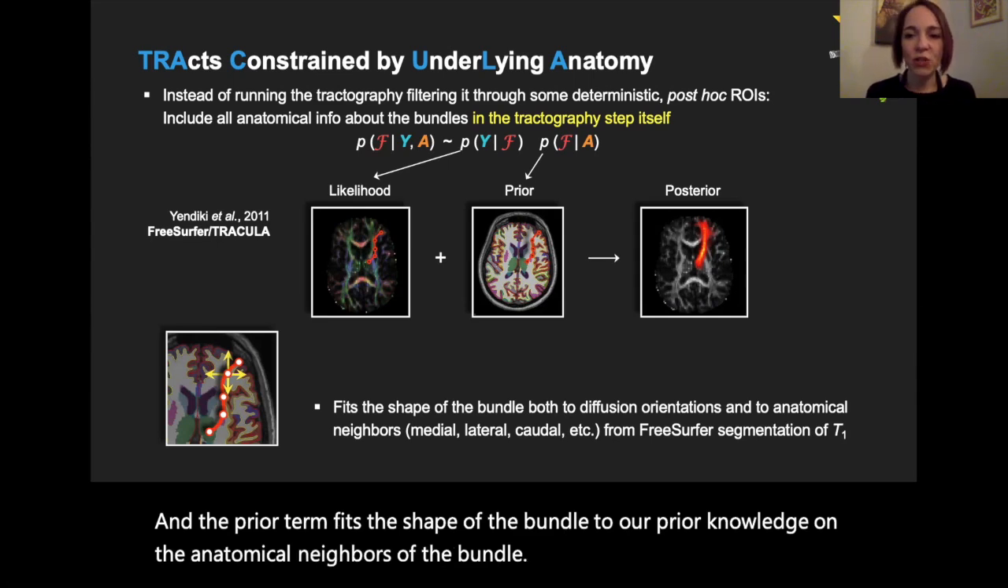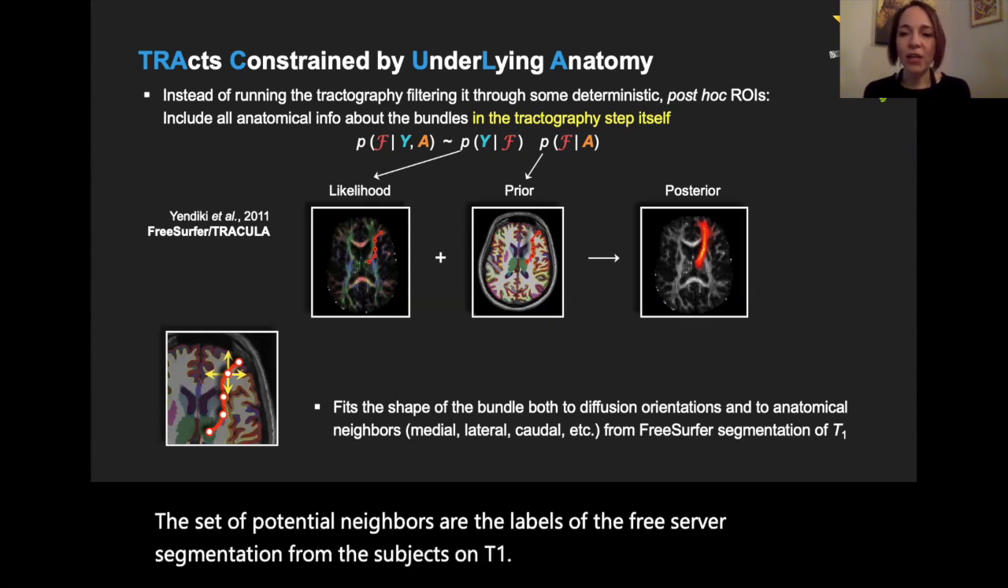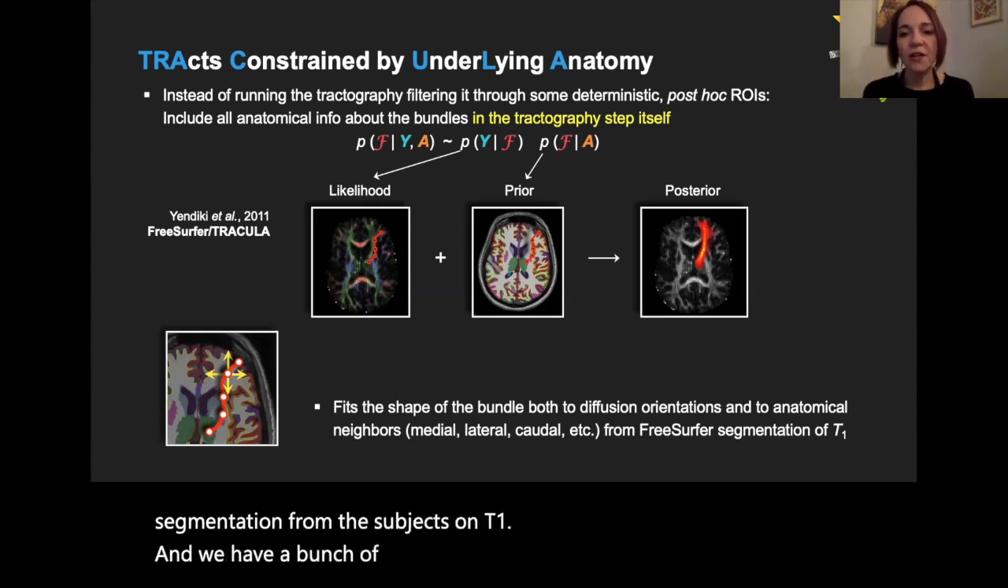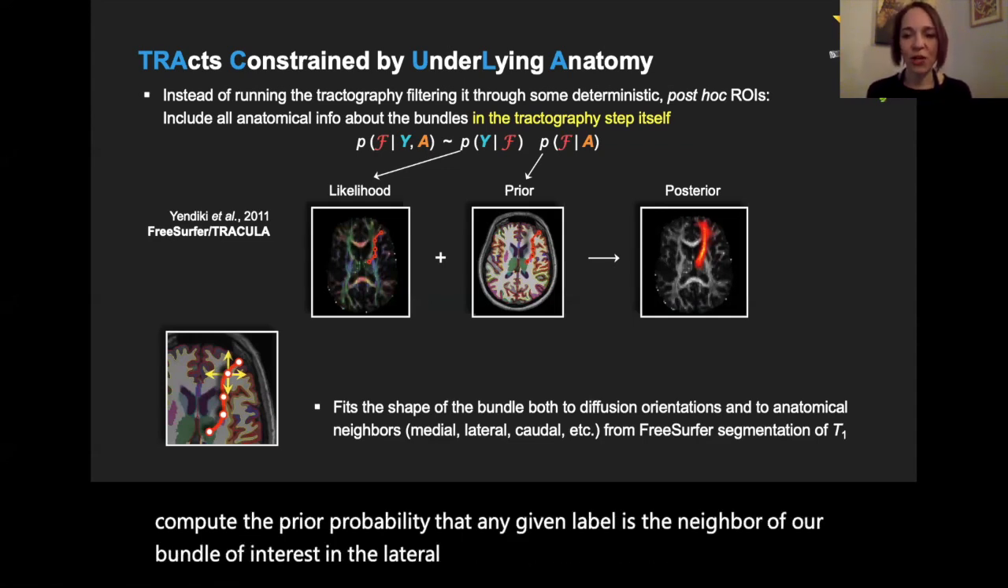The set of potential neighbors are the labels of the FreeSurfer segmentation from the subject's T1, and we have a bunch of manually annotated bundles that are used to compute the prior probability that any given label is the neighbor of our bundle of interest in the lateral, medial, rostral, caudal, etc. direction as a function of where we are along the bundle.